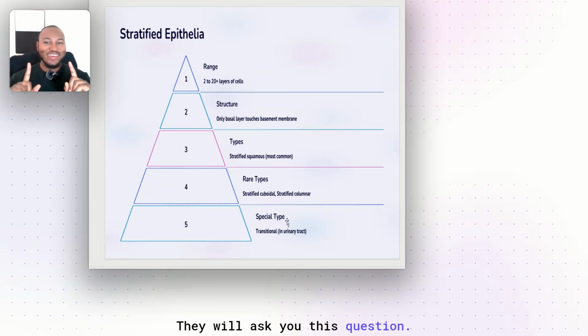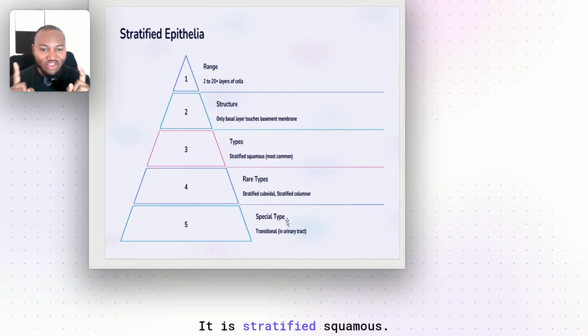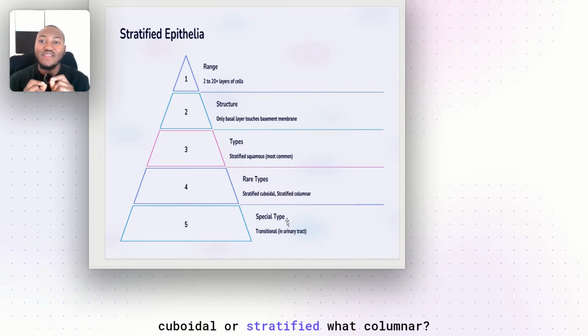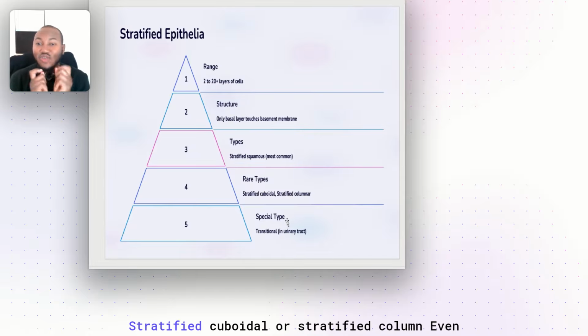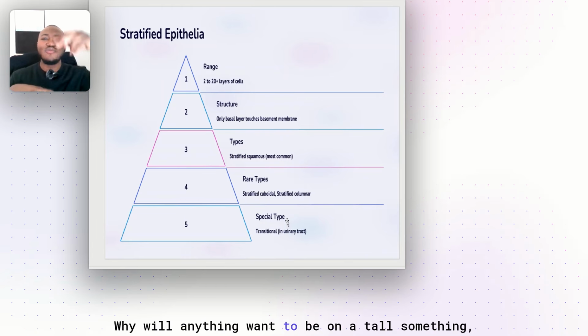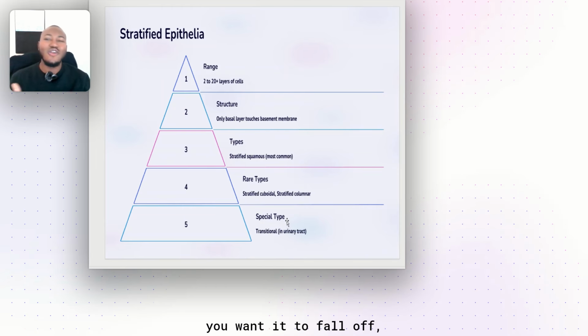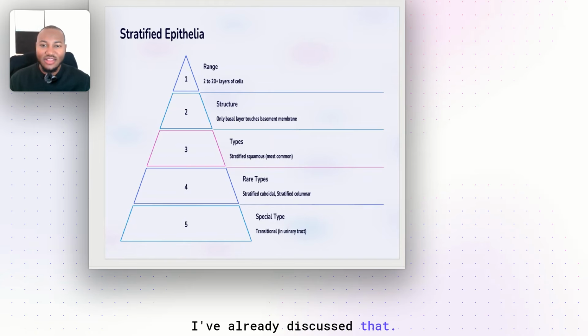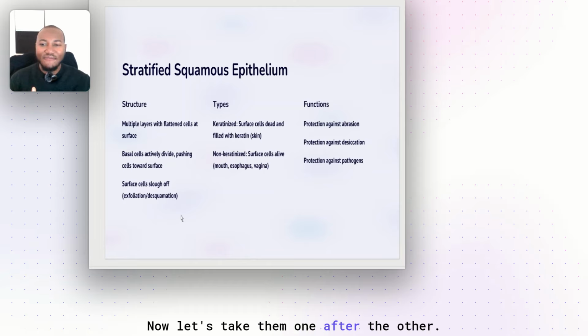They will ask you this question. If they ask you what is the most common, it is stratified squamous. Which one is not common? Which one is the rarest one? Is it stratified cuboidal or stratified what? Columnar. Stratified cuboidal or stratified columnar. Even think about it. Why would anything want to be on a tall something? You want it to fall off, right? And the special type is transitional. I've already discussed that. Now, let's take them one after the other.